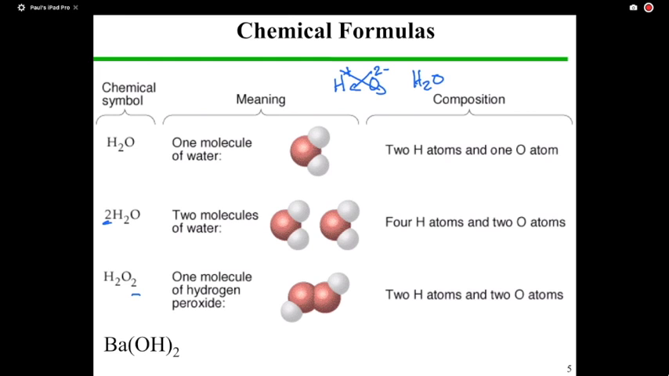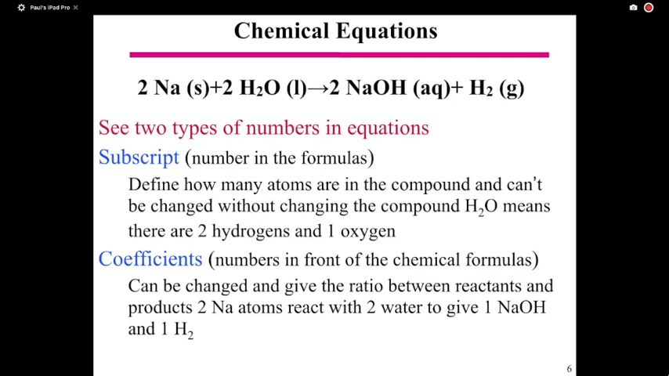Now, when I look at this, how many bariums are represented in that? 1. How many oxygens are represented in that? 2. And how many hydrogens? You have to distribute that 2 across everything inside the parentheses when you're counting. So subscripts come from the type of reaction, the 2 elements coming together. Coefficients are those that we can change, but it tells you how many of each you have.